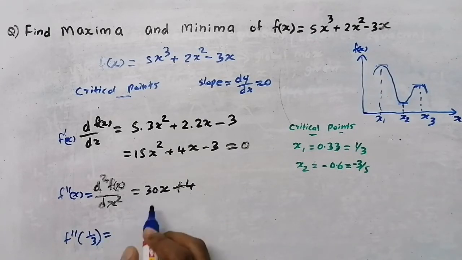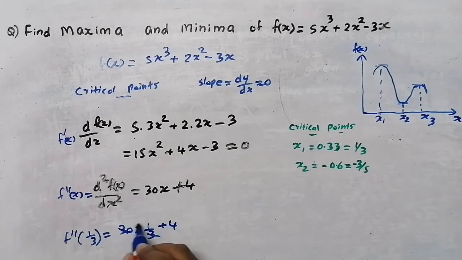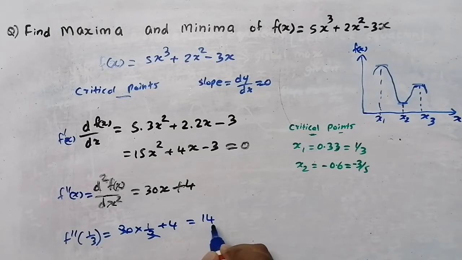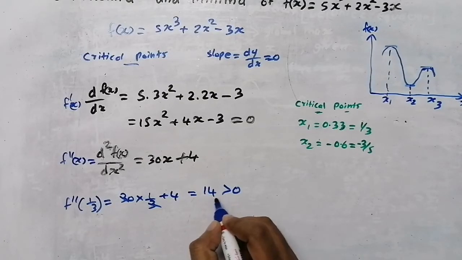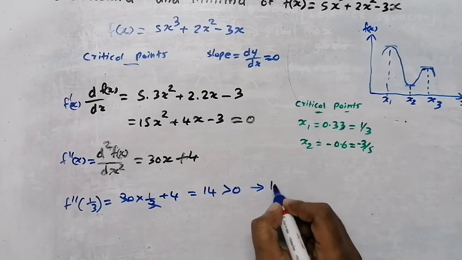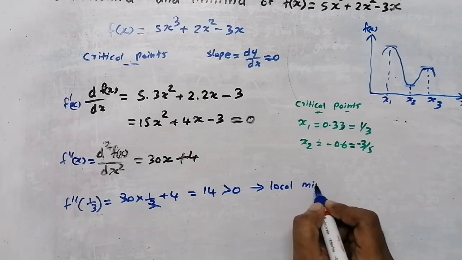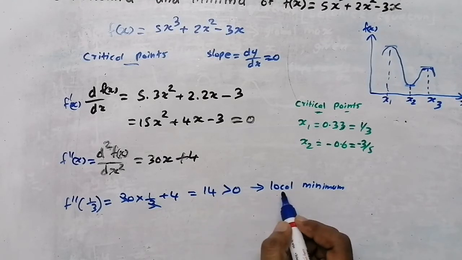So I'll put 1 by 3 here. The function is 30x plus 4, so instead of x I put 1 by 3: 30 multiplied by 1 by 3 plus 4. Now 3 and 30 get cancelled, we get 10 plus 4, so it is 14. Now is 14 greater than 0 or less than 0? It is greater than 0. Now listen carefully. If the value is greater than 0, then we might think it is a maximum, but it will be a local minimum. If the value is greater than 0, then it is a local minimum.